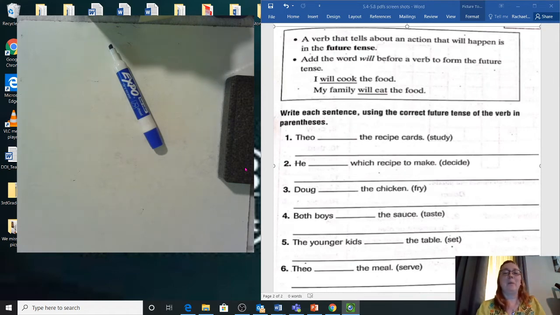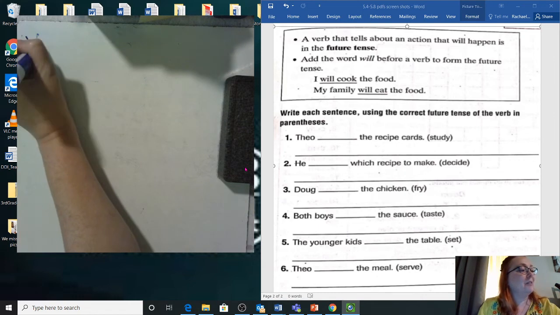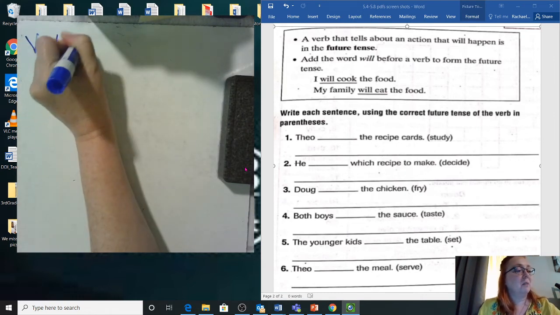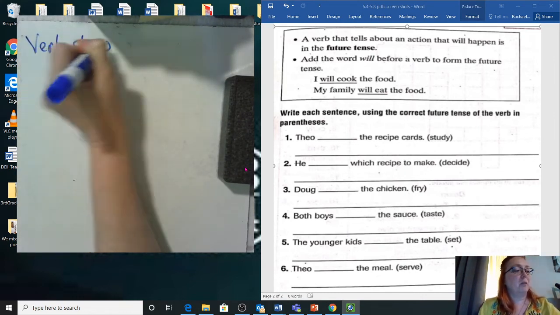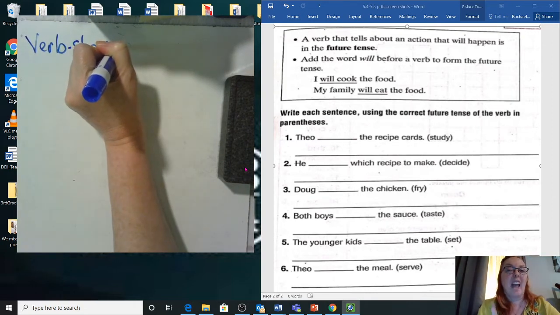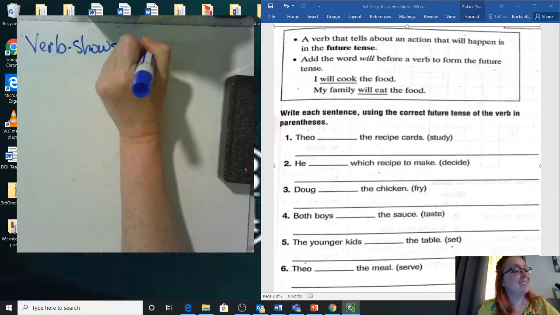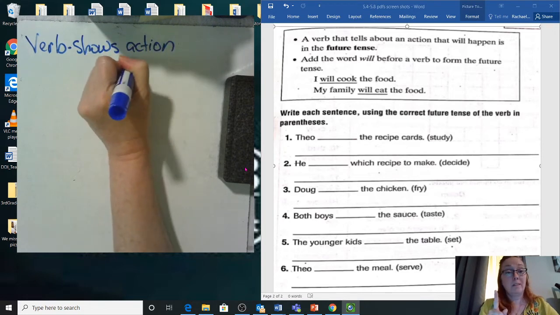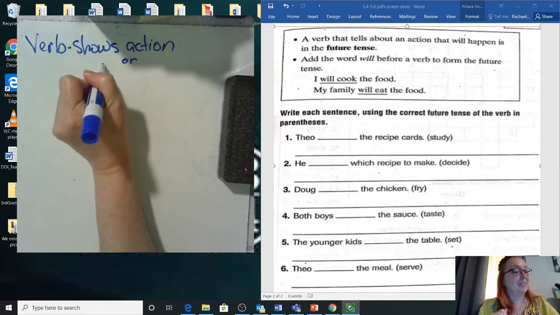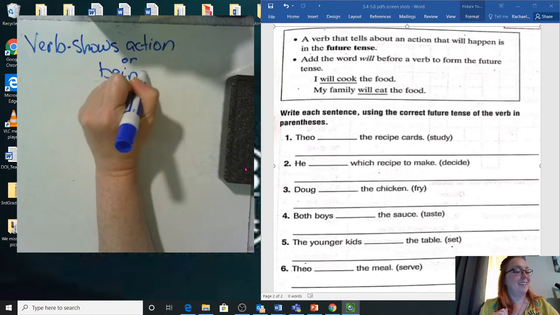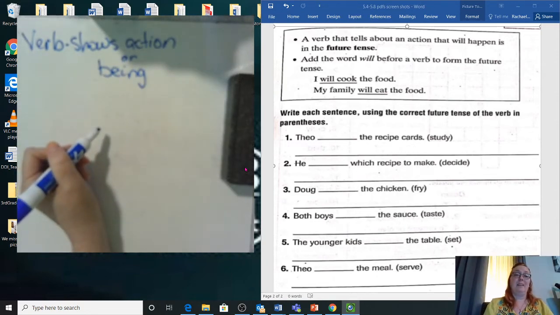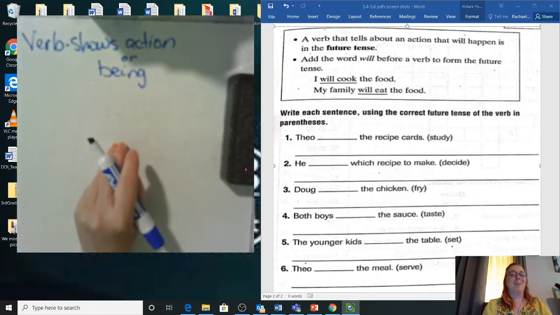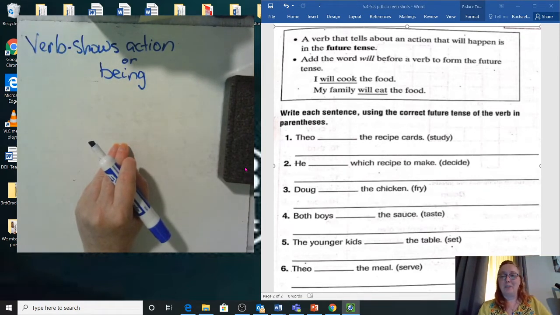So, if we remember what a verb is, I hope you do since we've been doing it all week long. A verb shows what? A verb shows action. Or, what else does it do? Being. Action or being. All right. So, if it's going to show us action or being, let's take a look at our box right over here.